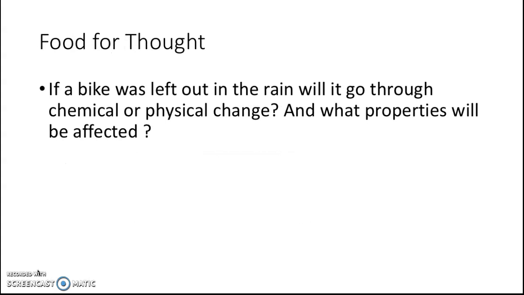Food for thought, and we'll discuss this during the live session. If a bike was left out in the rain, will it go through a chemical or physical change? And what properties will be affected? Let's talk about that during the live session today. I want you to think about it. A lot of us have seen bikes that have been left out in the rain. There are a lot of objects that have been left out in the rain. What kind of change does it go through? And what properties do you think are affected by it?